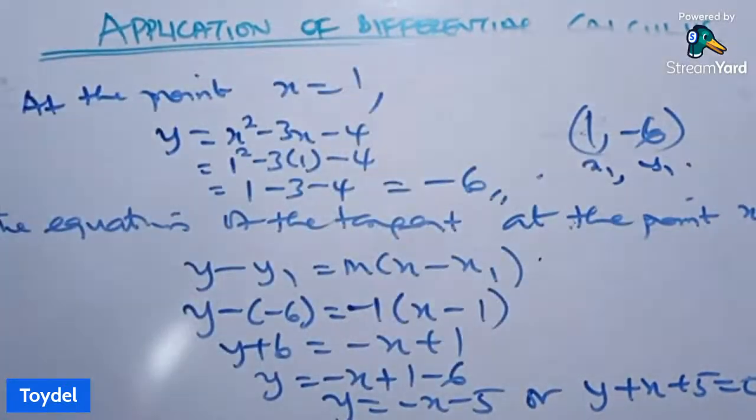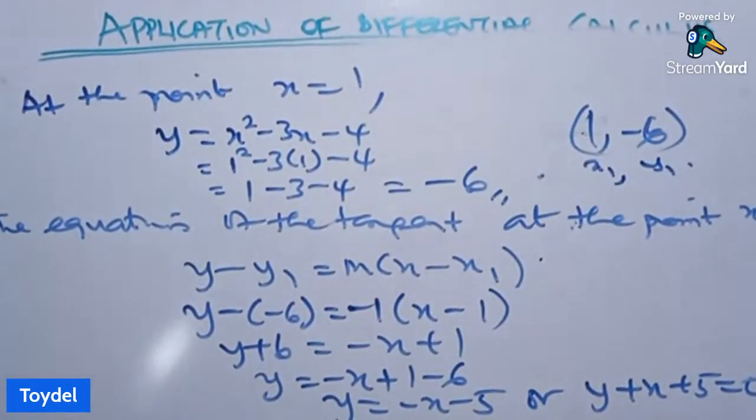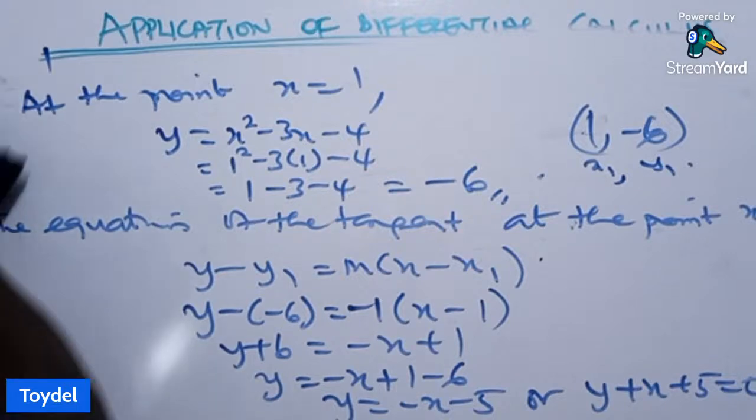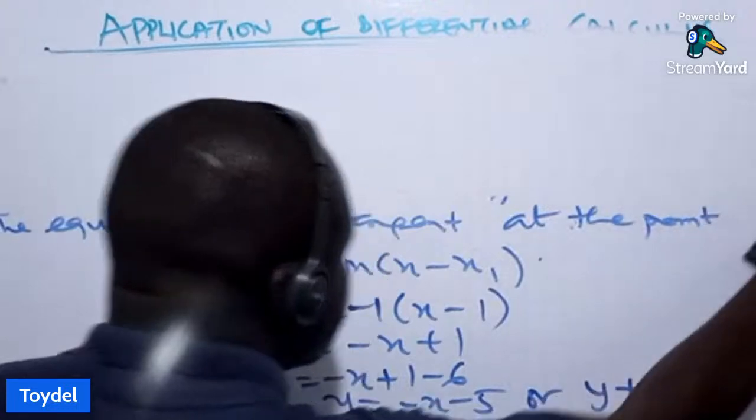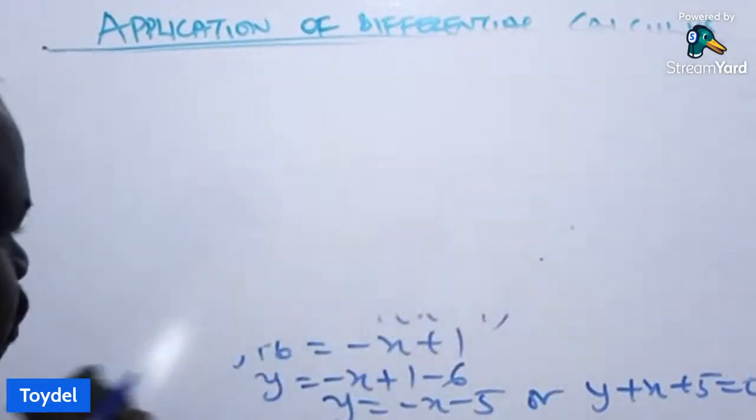So this will represent the equation of the tangent to the curve. So the equation of the tangent to the curve is going to give us what we have there. Once we know the equation of the tangent to the curve, then we can go ahead and find the equation of the normal to the curve. So this is the equation of the tangent to the curve.